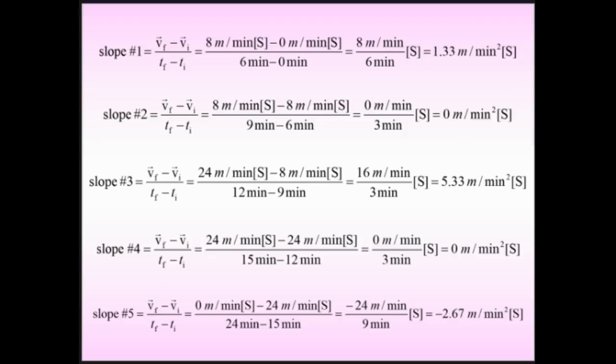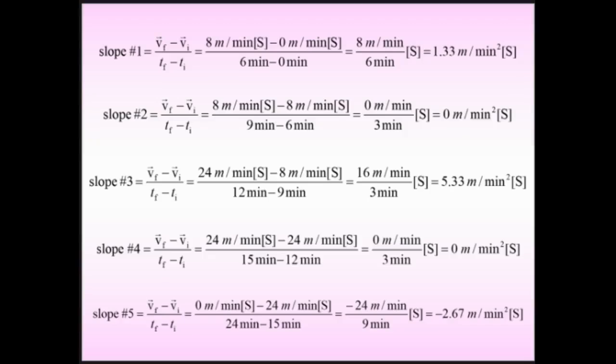What happened here in the fifth segment, from 15 minutes all the way to 24 minutes? What happened to my velocity? I slowed down to a 0, to a complete dead stop. Okay, so obviously since things start decreasing, what kind of a slope am I expecting? Negative 2.67. Yeah, that makes sense. I have lost 24 meters per minute of speed or velocity over 9 minutes. That means my rate of loss was 2.67 meters per minute every single minute.